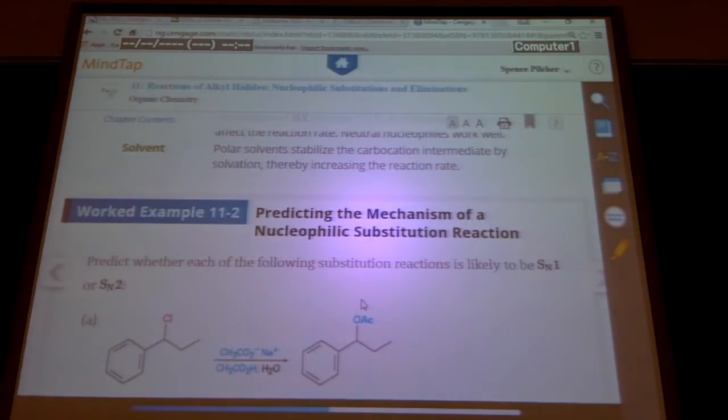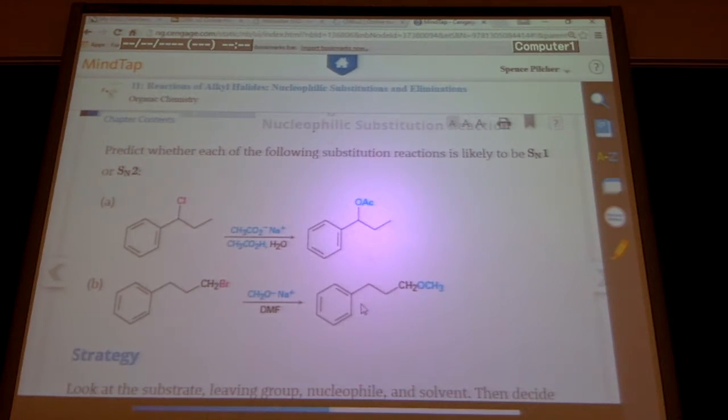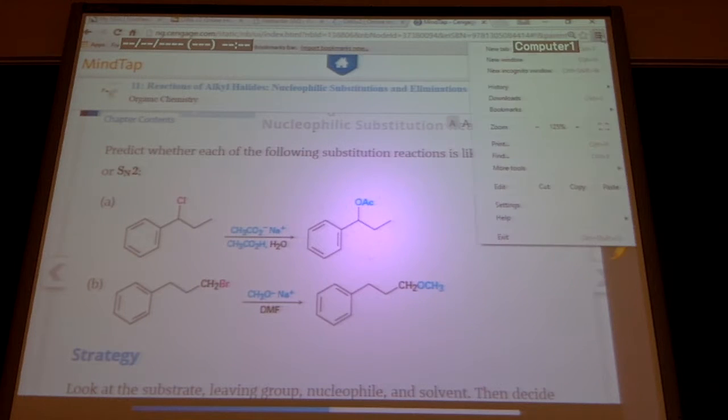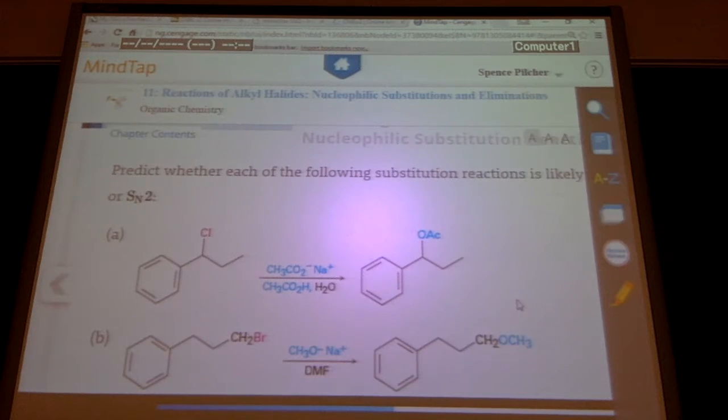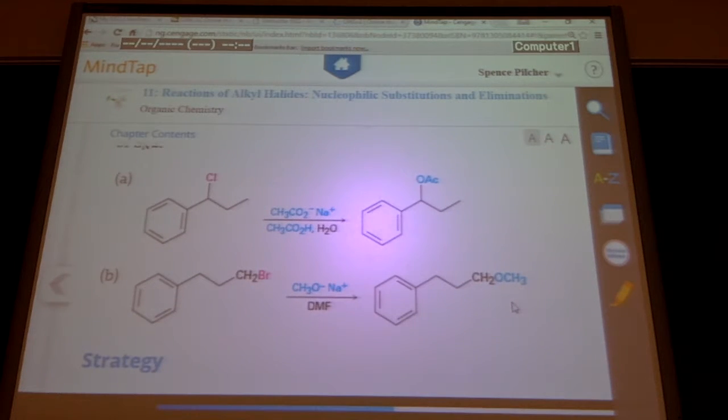This is one of the worked examples here, then I'll work the other one. It says predict whether each of the following substitution reactions is likely SN1 or SN2. On your exam, I probably won't be this nice to give you the product. I would say, show the mechanism or draw the reaction product, and you have to figure out just from looking at this what mechanism it goes through.